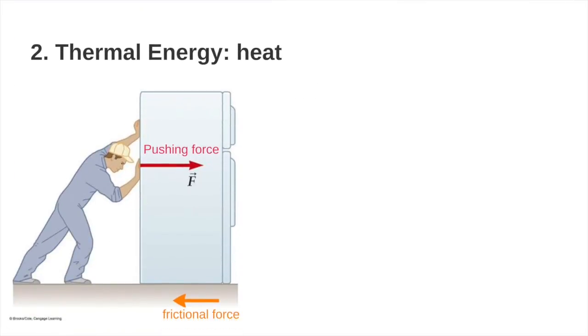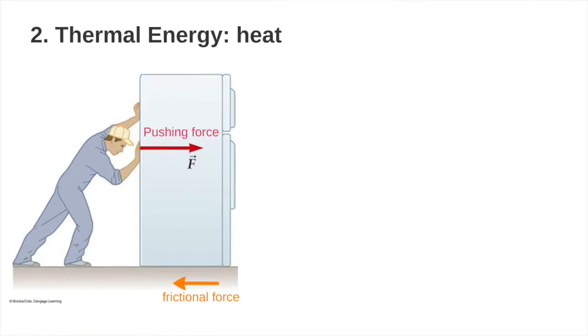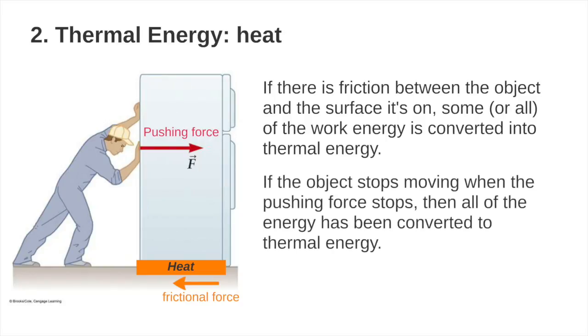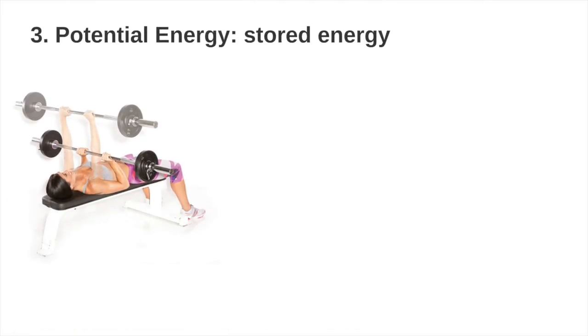The second type of energy that work can transfer is thermal energy, or heat. Unlike the last example, if there is friction between the object and the surface it's on, some or all of the work energy is converted into thermal energy. Friction causes the temperature of the object and the floor to increase. If the object stops moving when the pushing force stops, then all of the energy has been converted to thermal energy.